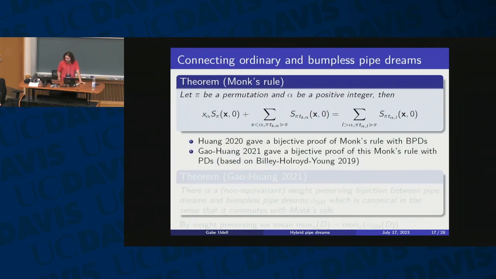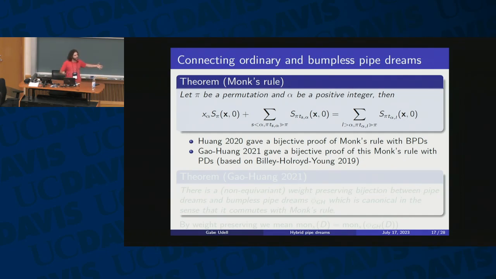Okay, so this slide is not designed to help you understand Monk's rule if you've never seen it before. That is not the purpose here. I want you to know Monk's rule is an important formula. And I want you to see this formula and say, oh, we have a Schubert polynomial, a bunch of Schubert polynomials, and a bunch of Schubert polynomials. And you should think, hey, that's a bunch of pipe dreams and another bunch of pipe dreams. Or, hey, that's a bunch of bumpless pipe dreams and another bunch of bumpless pipe dreams.